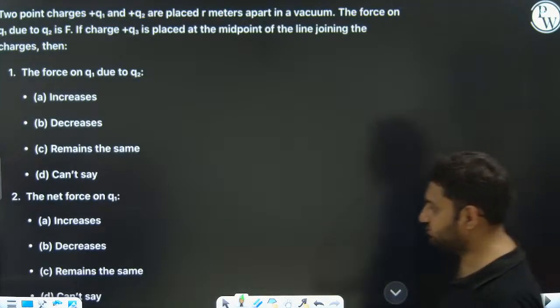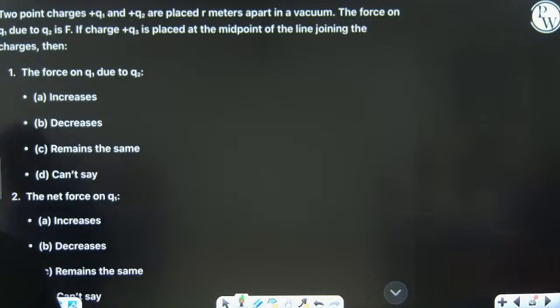Now try to answer this question. Can't say, it is written can't say. Read this question carefully and answer it. You are not noting down. You have not noted the last slide. You have to note it down. How will you revise things otherwise? You have to note.